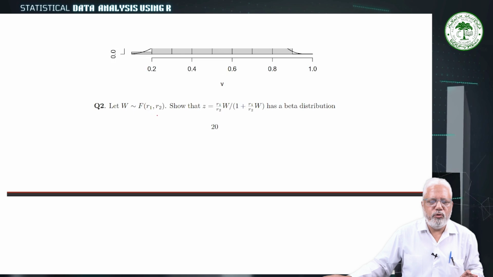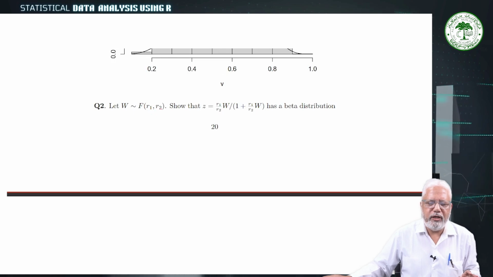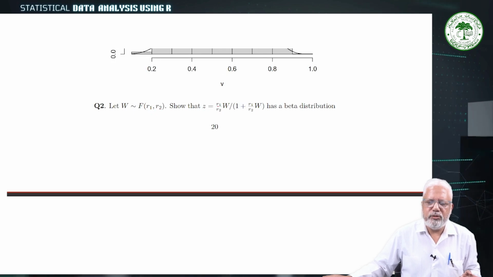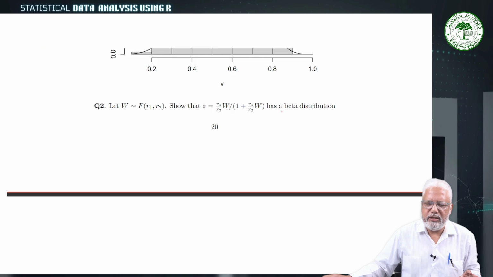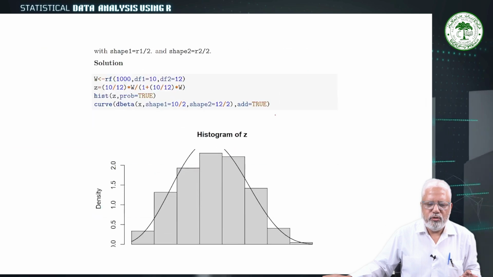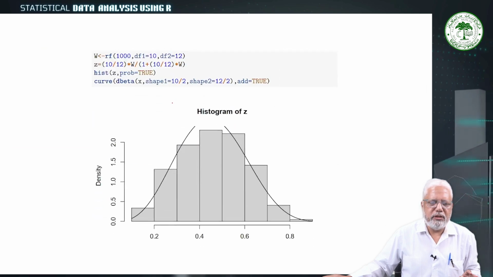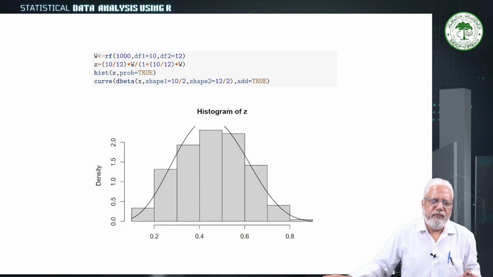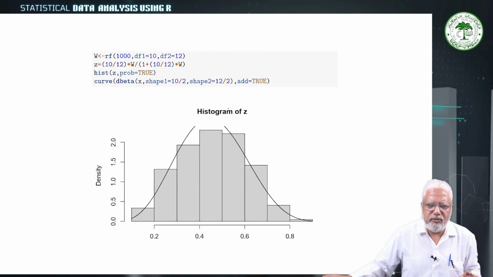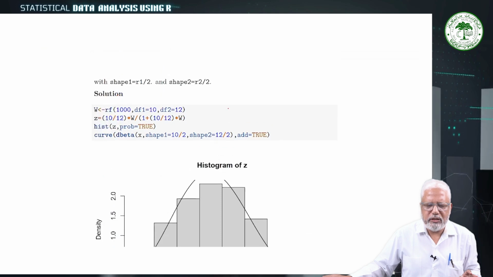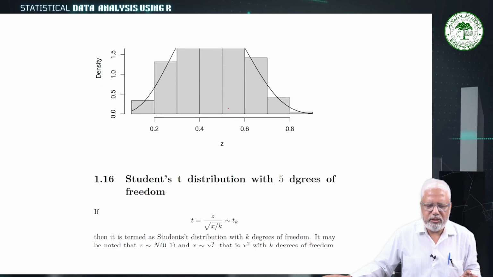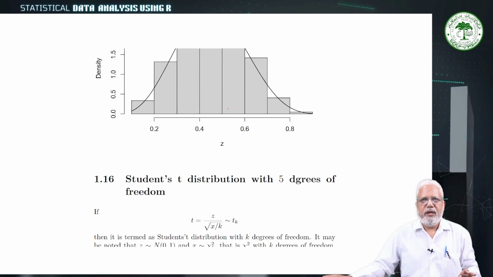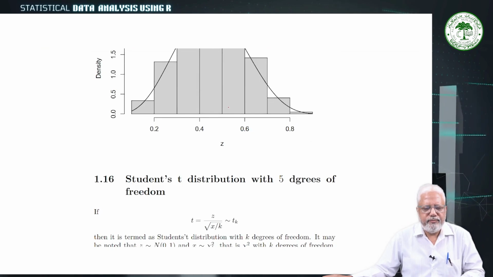If W follows F distribution with R1 and R2 degrees of freedom, then the distribution of Z, equal to R1 by R2 into W divided by 1 plus R1 by R2 into W, has a beta distribution. So this result gets verified without making an analytical derivation. We are proving this result through simulation. So this way we can prove these results.